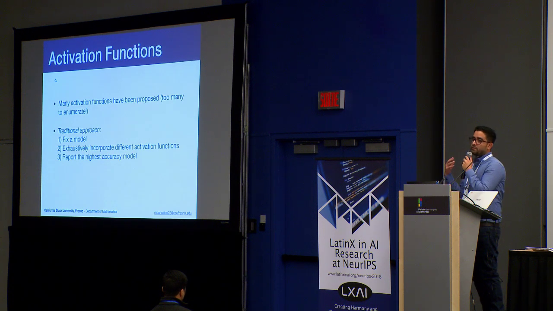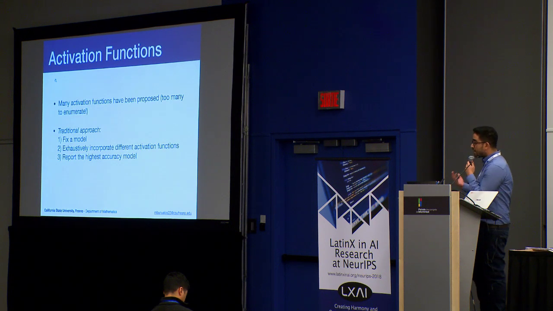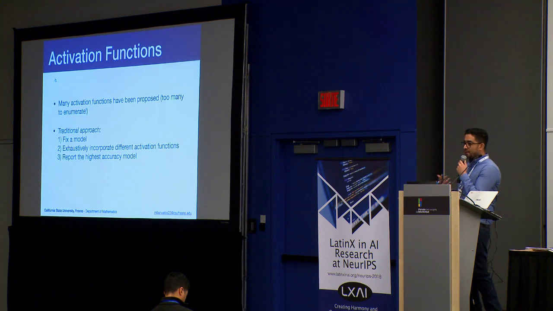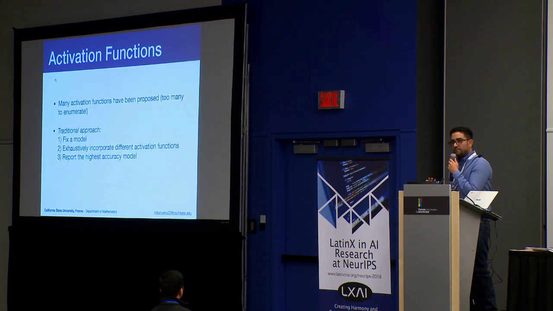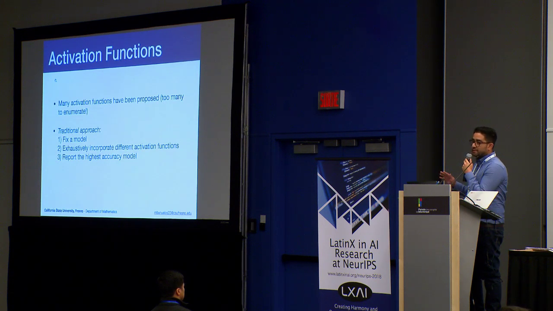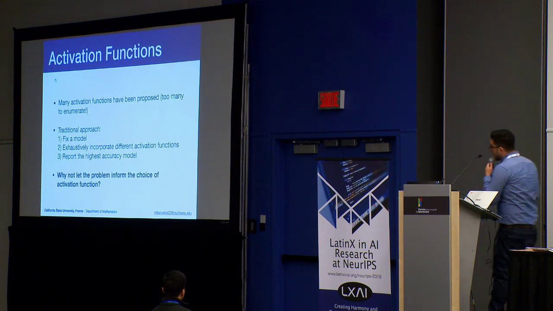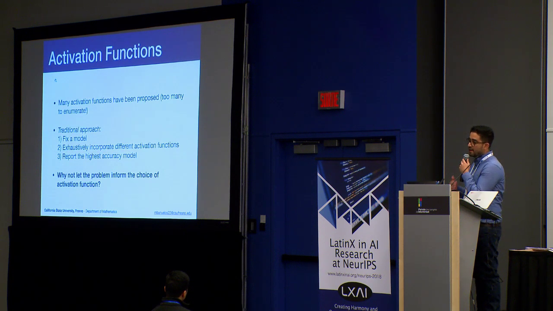The traditional approach for picking an activation function for a particular architecture is, one, you fix the model; two, you exhaustively incorporate different activation functions; and three, you report the highest accuracy model. By and large, most people don't do this in their work; they just pick one. Most of the time it's Tanh or ReLU, and that's what they go with, and they worry about other parts of the architecture or the application. So the goal is, why not let the problem inform the activation function? Not fixing it at the get-go, but potentially having a different activation function at each layer that maybe later can tell you something interesting about that problem.